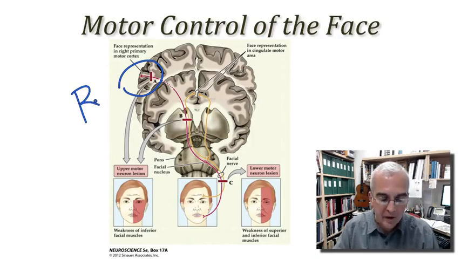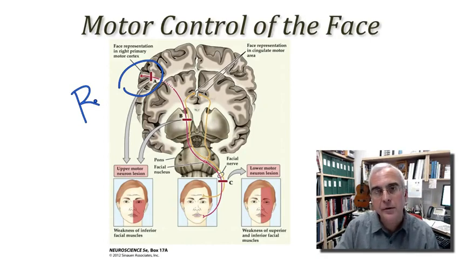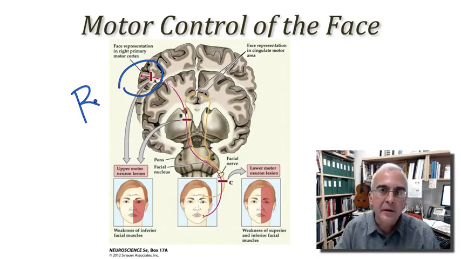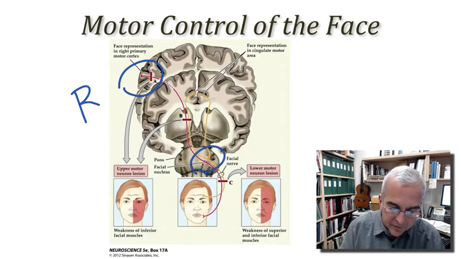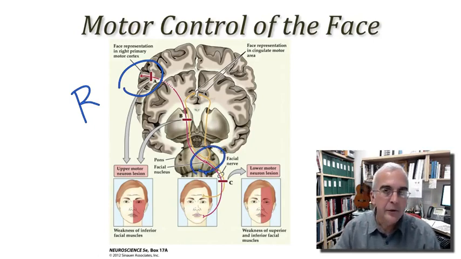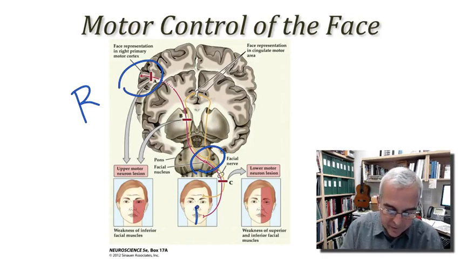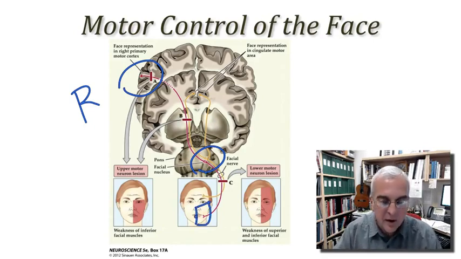So we find upper motor neurons that send their axons through the white matter of the hemisphere, through the internal capsule between the thalamus and the basal ganglia, into the brainstem, through the cerebral peduncle, and into the pons. And as these axons enter the pons, they cross the midline and synapse preferentially on those lower motor neurons that govern the lower part of the face, as is illustrated here in this middle picture.